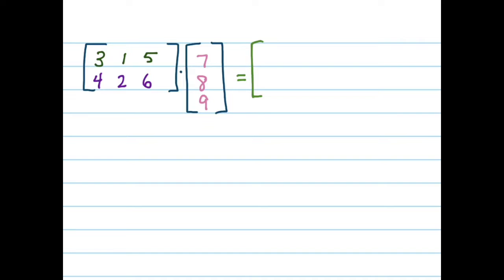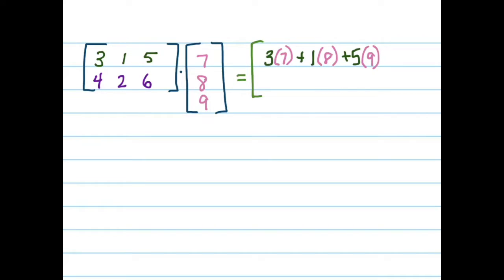Our first step is to take this row and multiply by this column. So each value that's in the same spot gets multiplied together. So the 3 and the 7 are in the same spot. So 3 times 7 goes in that first spot, plus, now the second numbers are going to get multiplied together, 1 times 8. And then we'll do the same thing for the last numbers, 5 times 9.